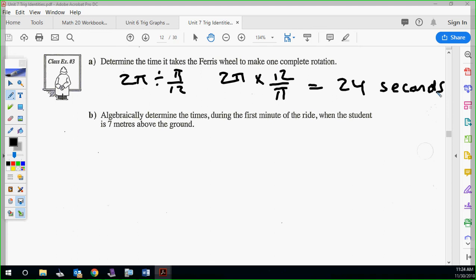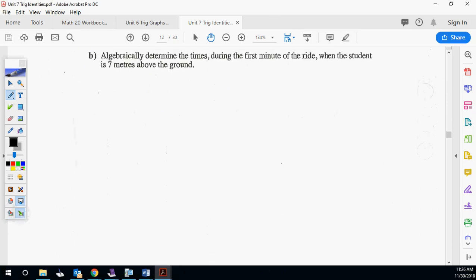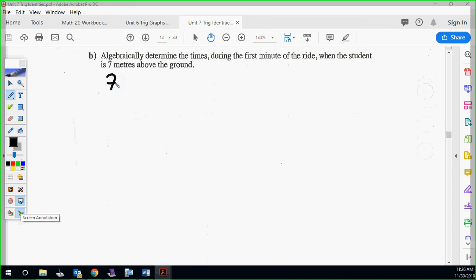Algebraically determine the time during the first minute of the ride wherein the student is 7 meters above the ground. So that means we're solving for the height to be 7. So 7 is my y. All right, so we are going to go 7 equals -4 cos pi over 12 t plus 5. That's the first 24 seconds.